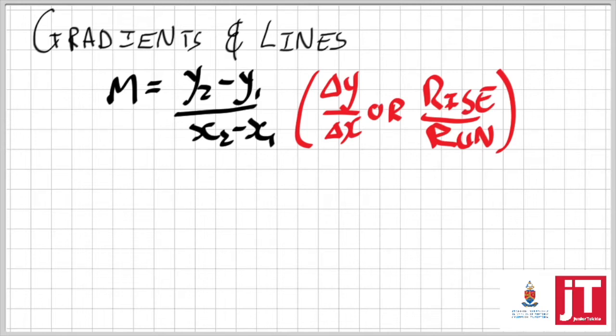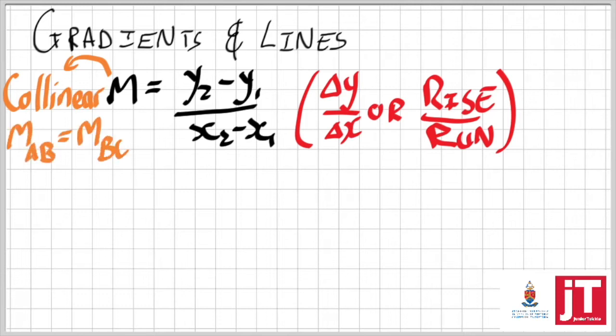Now, gradients are one of the most interesting and amazing topics in mathematics because it leads to so many different things. This year specifically, we are going to look at 4 things that gradients are going to lead to. The first thing is something called collinearity, where the gradient between A and B is equal to the gradient between B and C.